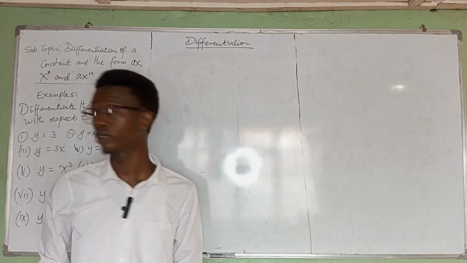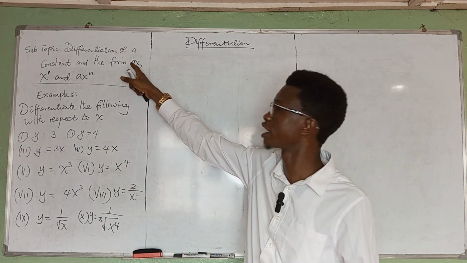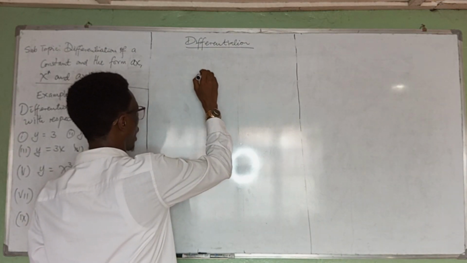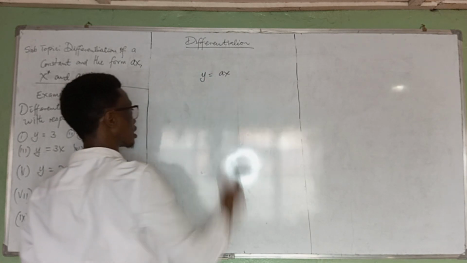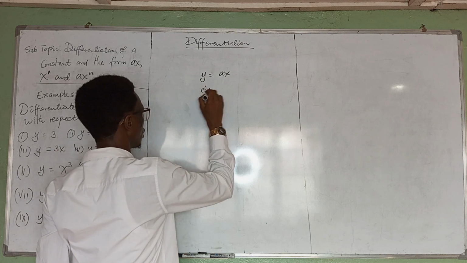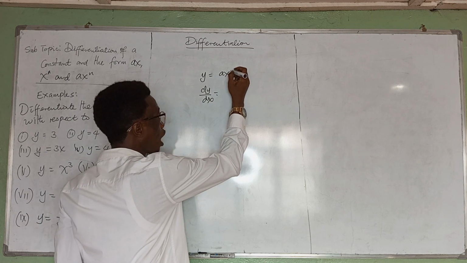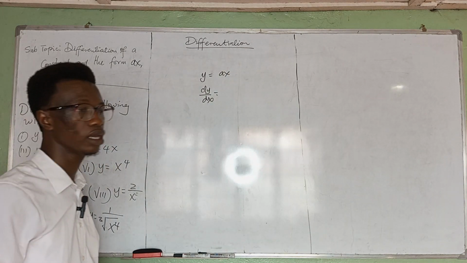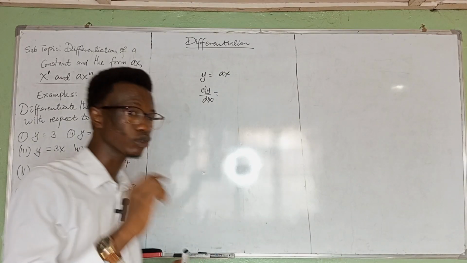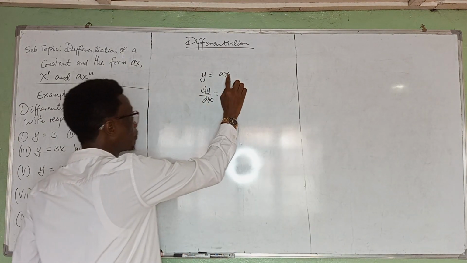The next two problems are in the form of ax, where a is a constant. So you have to differentiate, say, y equals ax. A here is a constant, so dy by dx equals, now here the power of x is 1. The power of any variable without an indicated power is 1.